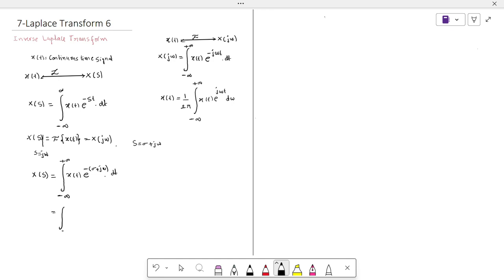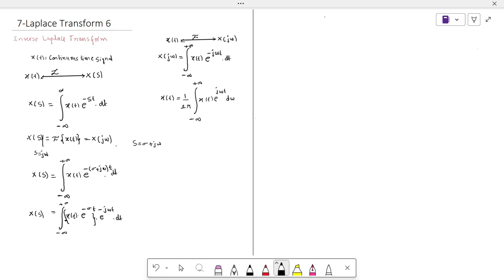So then expand that power of exponential, that is equal to x of t into e power minus sigma t into e power minus j omega t into dt. So this is the signal in the time domain, that is x of s.